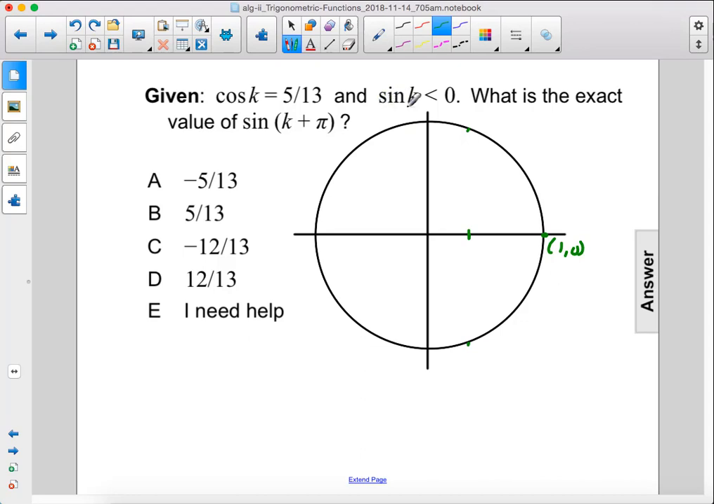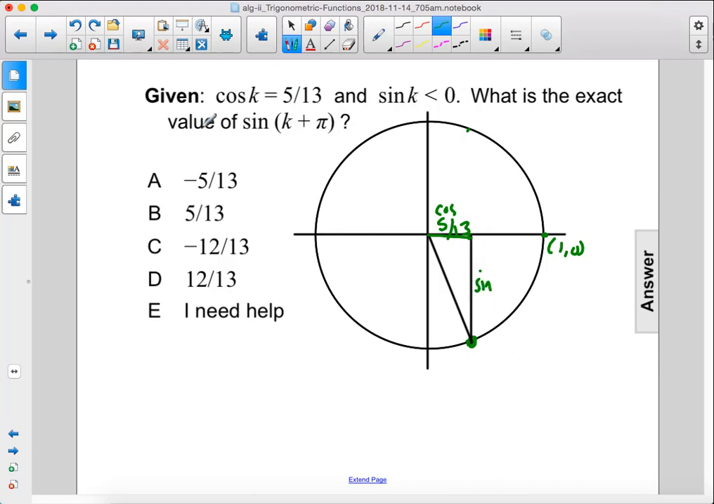Now we know that sine k is less than 0, so that makes this the point. Sine value would be positive here, but it's negative in the fourth quadrant. So this is our point K. All right, so I'm going to draw lines to it like this. So the cosine, which is this length here, is 5 over 13. And this is the sine value here.